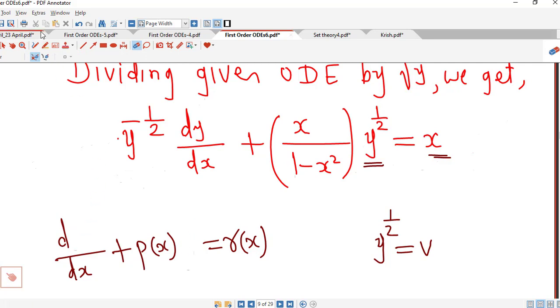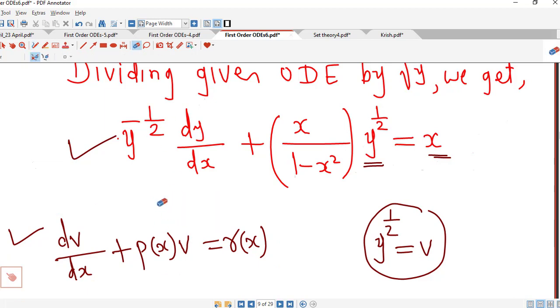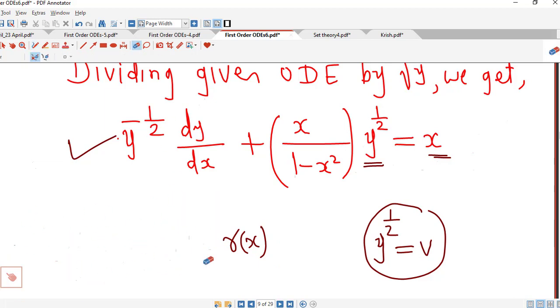So now we are trying to convert our differential equation into linear differential equation in the new dependent variable v. So now we will try to convert this differential equation in this form by the transformation y raised to 1/2 equal to v, where v is also a function of x, or v is the new dependent variable.